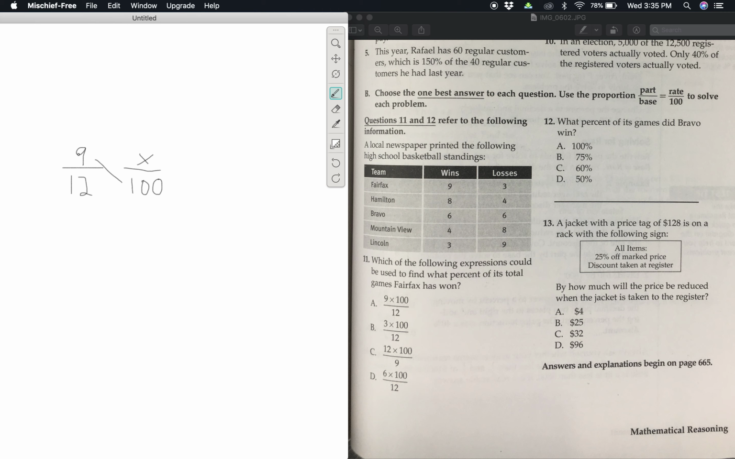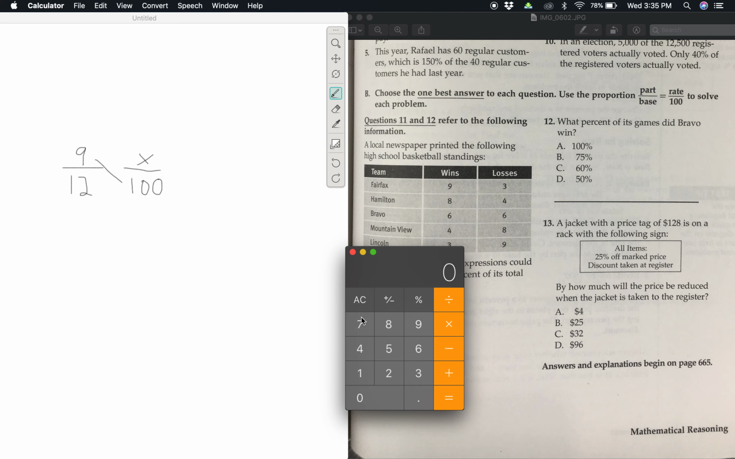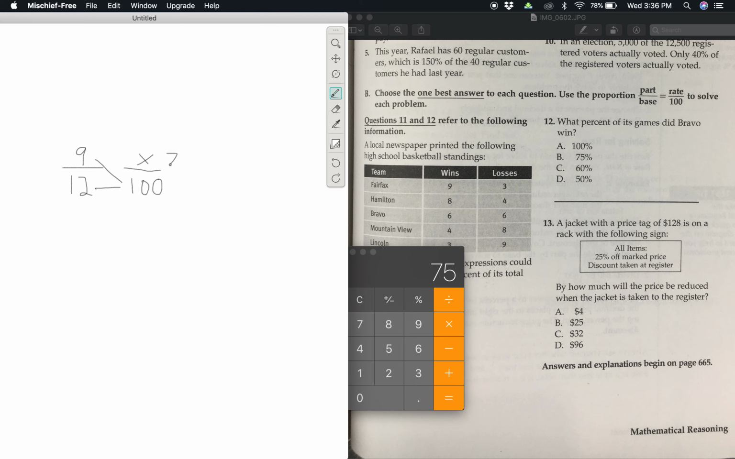9 times 100, well, I don't have to tell you that that's 900, but I will do it on the calculator. So 9 times 100, then we need to divide horizontally to the last known variable, which is 12. So 100 divided by 12 equals 75. So they've won 75% of their games. Okay, let's put percent sign here. 9 wins out of 12 is 75%.